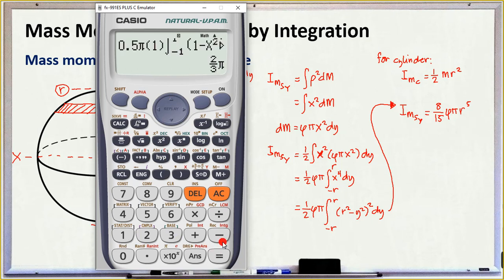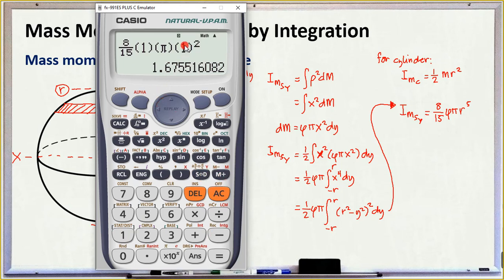So the answer is 2/3 pi, using integration. Now let's prove if it equals 8/15 density pi r to the fifth. So 8/15, our density is 1, we have shift pi, and then we have 1 squared. So 8 over 15, 1.67, 55.